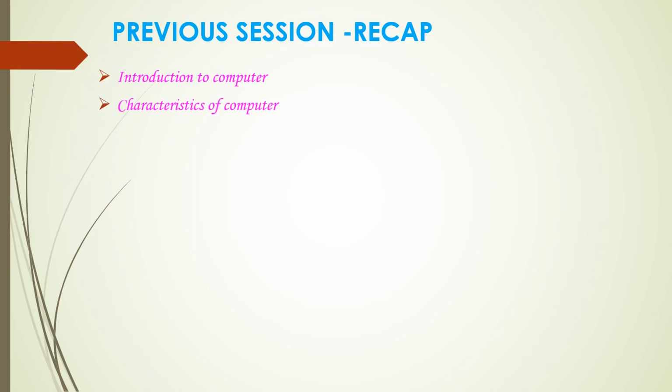Then there are a lot of characteristics of the computer. Application is otherwise known as characteristics. In characteristics, we refer to how it will be preferred. In applications, we refer to wherever we are using a computer. This is the difference between characteristics and application.